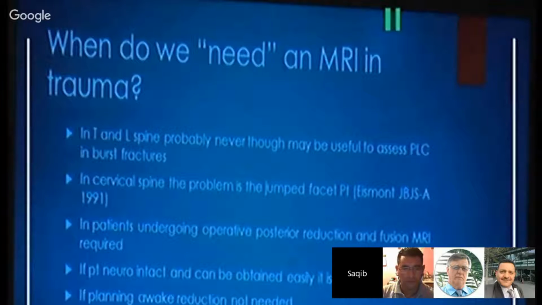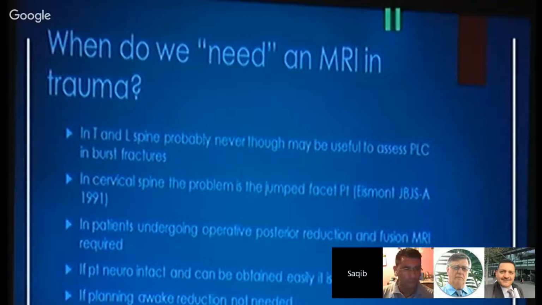If you're planning an awake reduction in a neurologically intact, cooperative, awake patient, I don't think you need an MRI before beginning. In those patients, particularly the ones with partial or complete neurologic deficits, the key is how quickly you can get them reduced, and getting the MRI is going to take time. And if they're awake, you can get a neurologic exam to see if things are changing. In patients who you're going to do an anterior reduction, you probably don't need it because you're going to do a discectomy on them anyway.